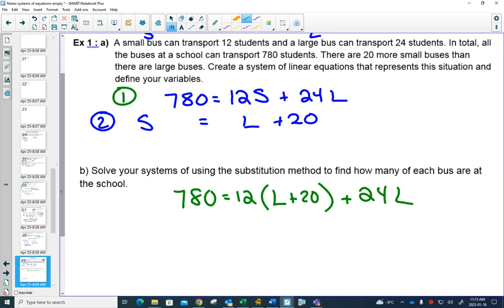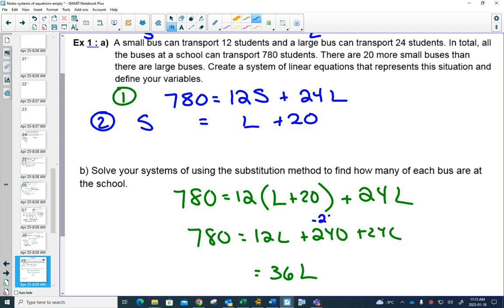Now, I just have an equation with just L. The math is easy, I can distribute. So that'll be 12L plus 240 plus 24L. Put my like terms together. 36L on this side, subtract 240 from both sides.